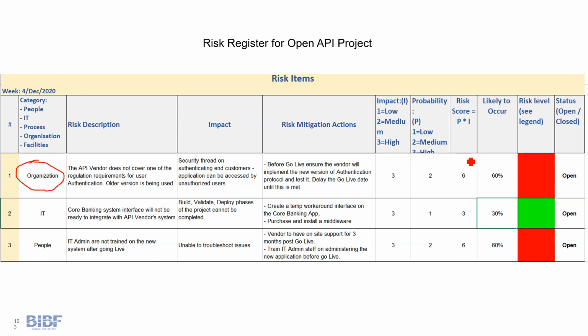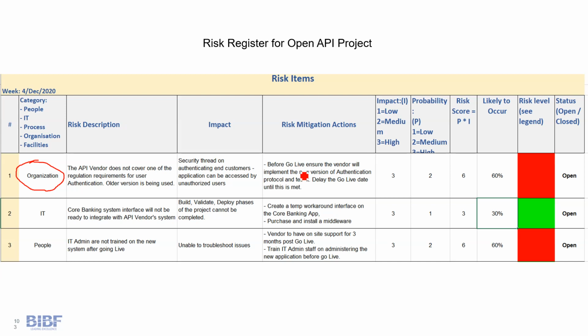And then you have the risk score, which is the probability times the impact, which is 6, and then it gives you 60%, which means this is red. This is a high likely to occur. It's a red risk, which means you have to inform your management about it to make sure the mitigation options are taken into account before going live in the project. And so the status of this risk is open.